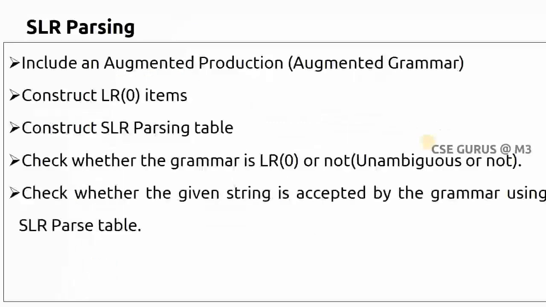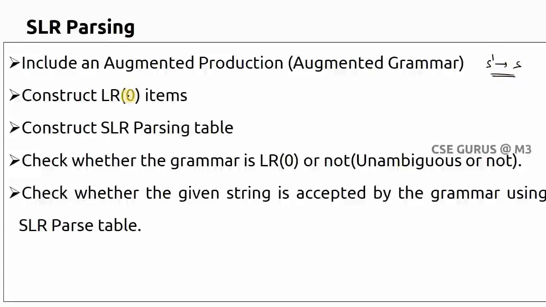Now SLR parsing, the first one we'll go for. How to start? First you need to include an augmented production, or we call it an augmented grammar. For the given grammar you need to include one production. Let us suppose S is the start symbol, you have to include a new symbol like S dash tends to S. Then your grammar becomes an augmented grammar, which tells where you need to start exactly.